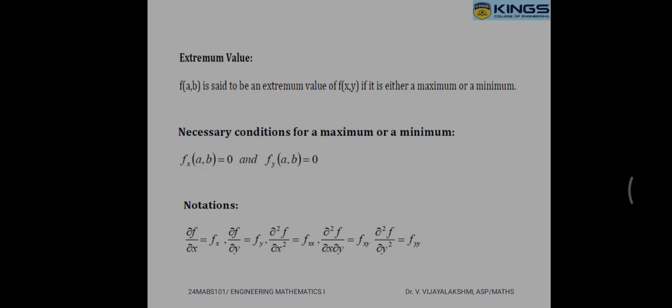Here we use the following notations: dou f by dou x equal to fx and dou f by dou y equal to fy, dou square f by dou x square equal to fxx, dou square f by dou x dou y equal to fxy, dou square f by dou y square equal to fyy.